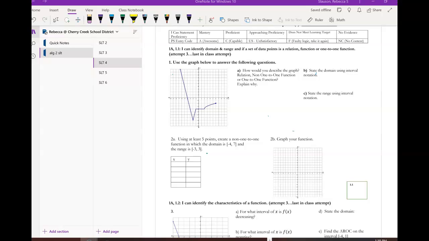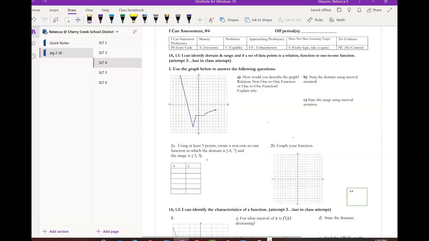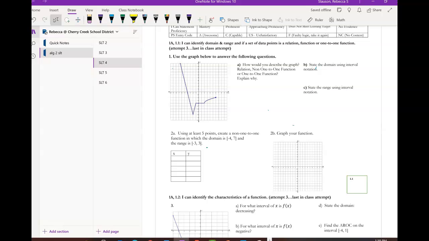So I'm honoring the request of people who want the showcase answer keys in a video format. So this is number 4. And the first question you're going to tell me, is it a function? Is it a one-to-one function, or is it a relation?